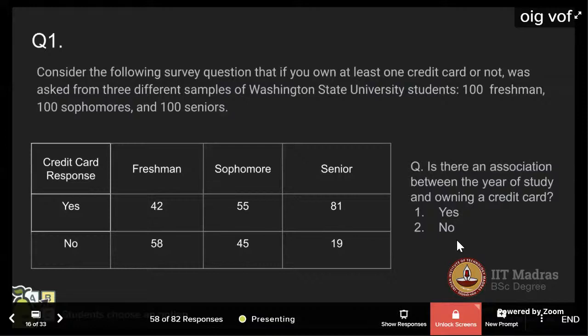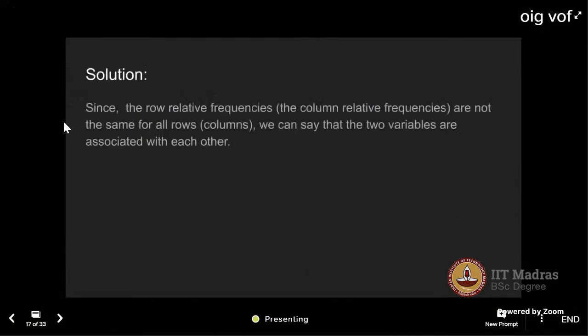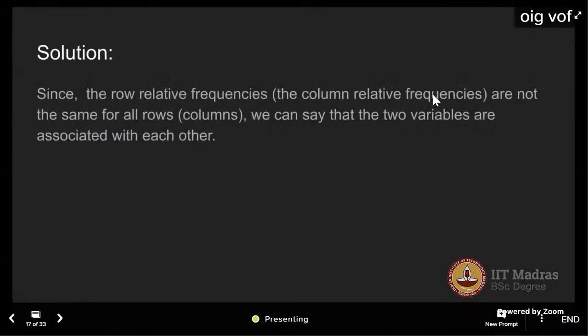Okay, let's move on. As we have seen that row relative frequencies and column relative frequencies are not similar or the same, the variables are associated. I think I have discussed it.